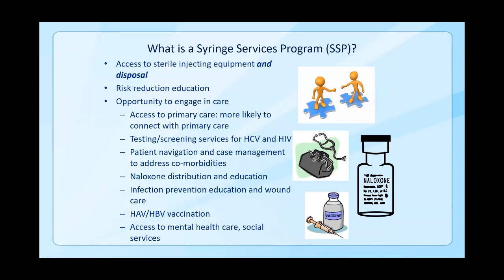Research shows that people who work with a healthcare provider at an SSP are more likely to connect with primary care. Syringe services programs can provide services in testing and screening for hepatitis C and HIV. They can offer patient navigation and case management to address comorbidities. They can provide naloxone distribution and education to prevent overdose. They can provide infection prevention education and wound care, vaccinations for hepatitis A and B, as well as access to mental health care and other social services.